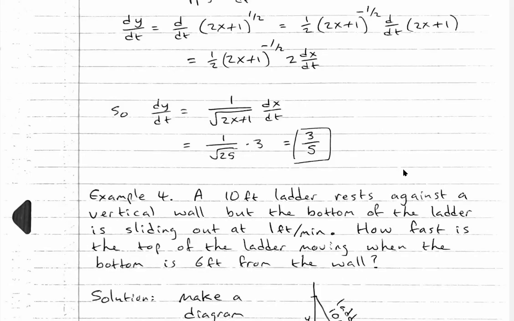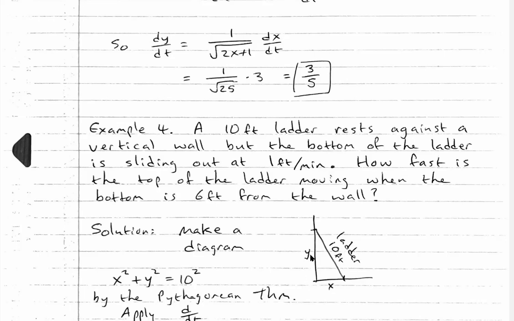So we definitely better draw a diagram. Okay, so here is the ladder, resting against a vertical wall on presumably horizontal ground. But the bottom of the ladder is sliding out. Okay, so if the bottom slides out, the top is going to slide down. So that's the question. How fast is the top of the ladder moving when the bottom is 6 feet from the wall?